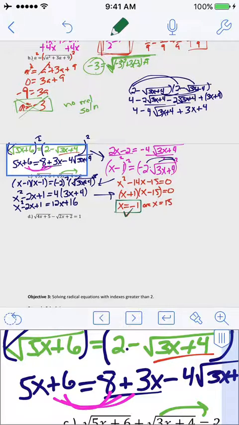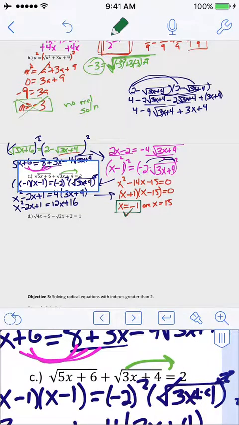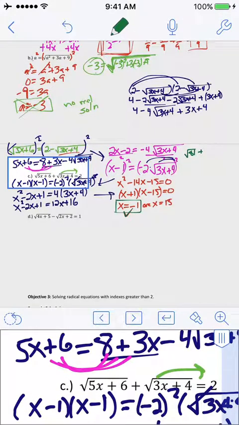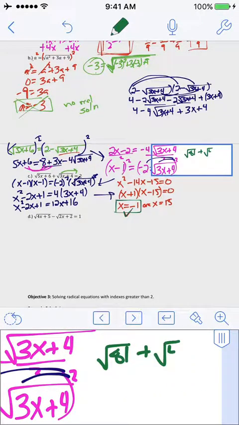Well, let's actually plug this one into the equation. So the original equation, we have 15 times 5 plus 6, which is square root of 81. So square root of 81 when we plug in 15. Over here we've got plus the square root, so 3 times 15 plus 4, that's going to be 49. So square root of 49 equals 2.